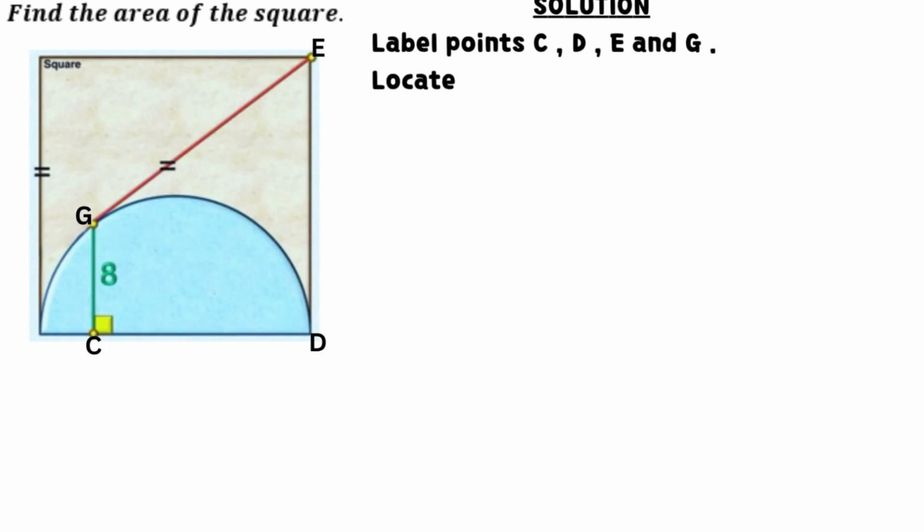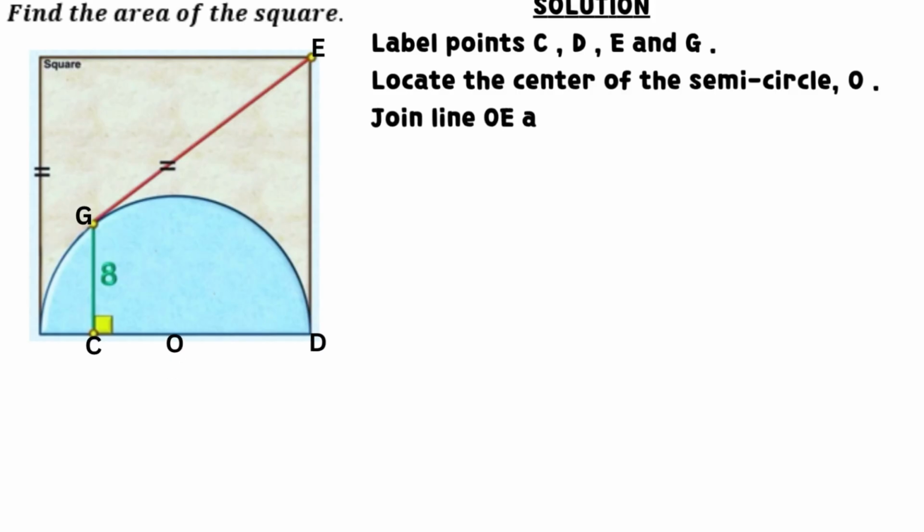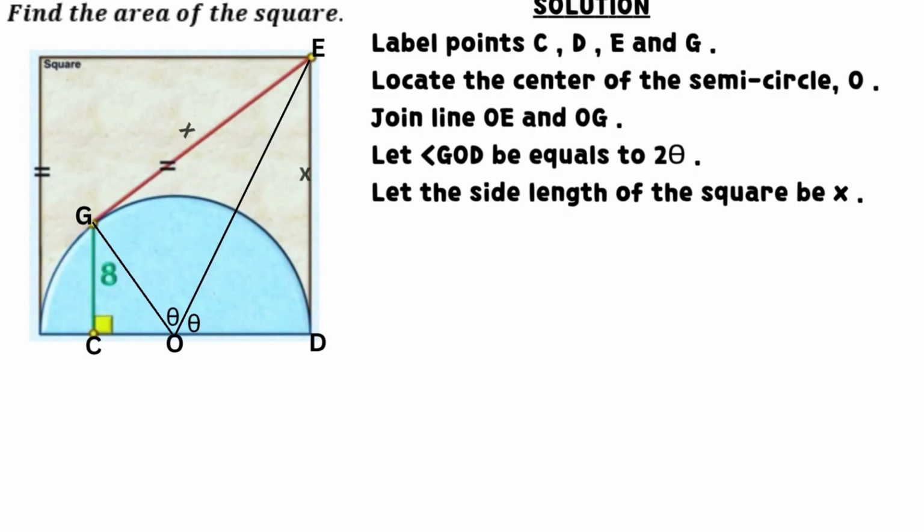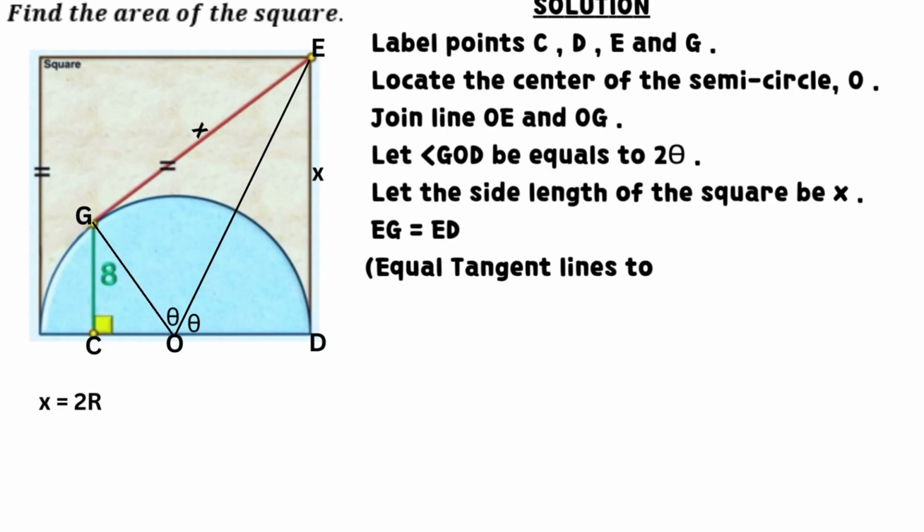Solution. Label points C, D, E, and G. Locate the center of the semicircle, O. Join line OE and OG. Let angle GOD equal 2 times theta. Let the side length of the square be x.